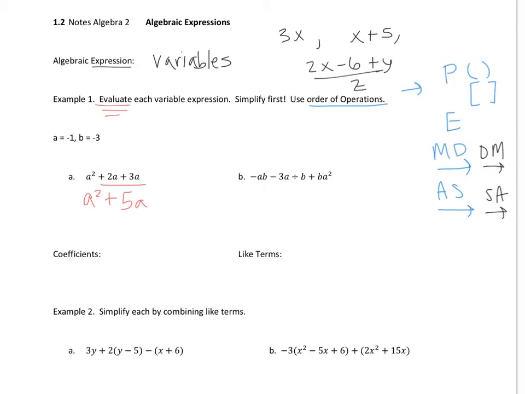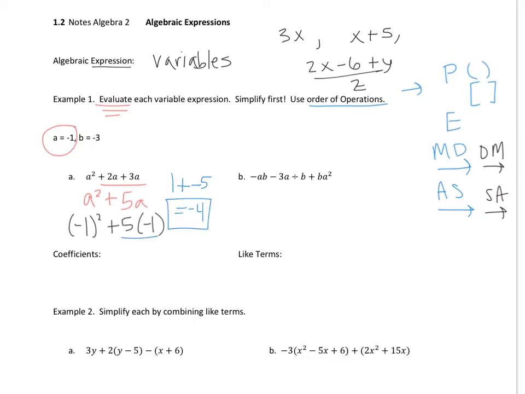Evaluate means to calculate, or if there's a variable you have to plug in. So I'm going to plug in a is -1. And when I do have negatives, I want to plug them in parentheses. So now I do order of operations. (-1) squared, there's an exponent. I know I have some parentheses right here, but these parentheses are just separating numbers. They're not specifying an order. So I'm going to do (-1) squared, which is 1 times 1. So this is 1 plus -5. So the answer is -4.